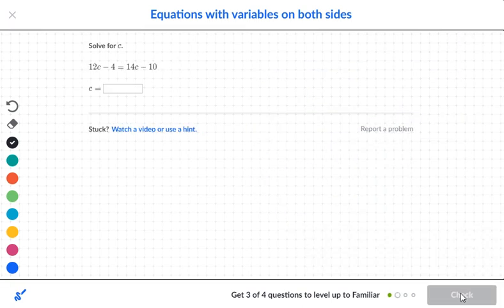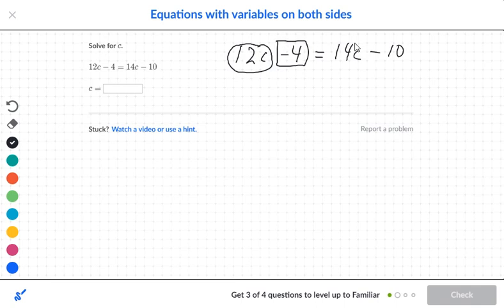So let's go to the next one. The next question, I have the following: 12C minus the 4 is equal to the 14C minus the 10. So let's code the problem. I'm going to circle my letters, box my numbers, circle my letters, and then box my numbers.